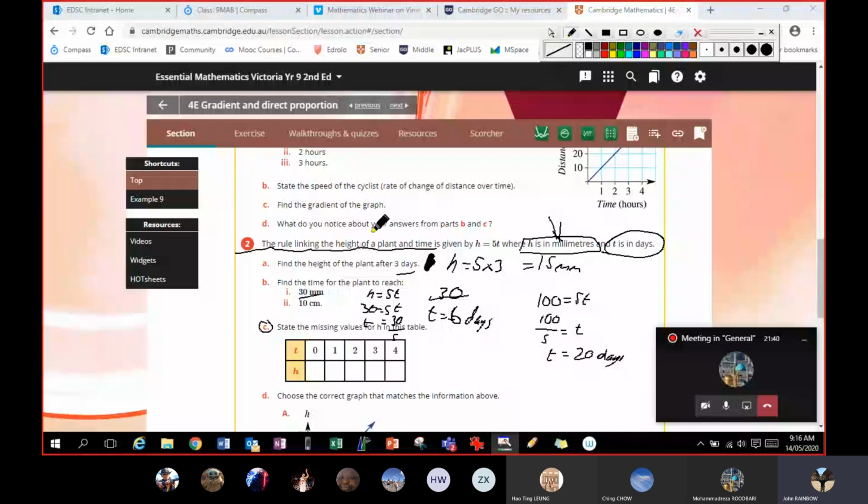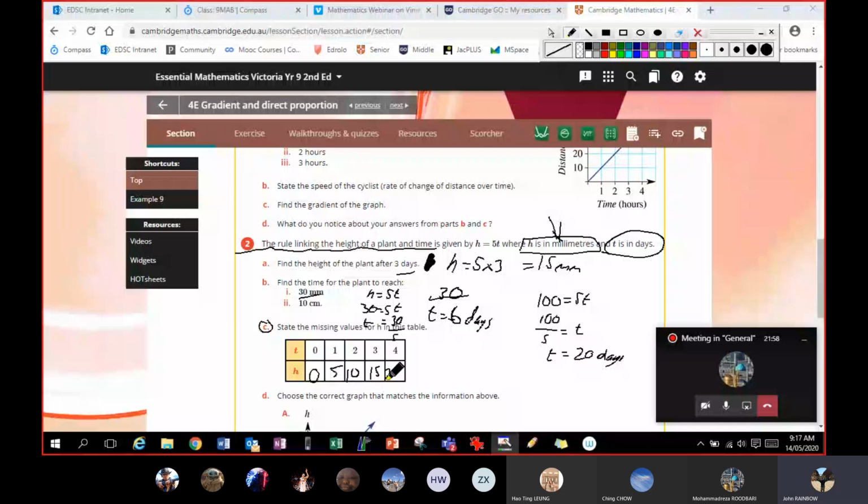After 1 day, it's going to be 5. 2 days, it's going to be 10. 3 days, it's going to be 15 mils. 4 days, it's going to be 2 centimeters. Yay, it's growing. So there you can see it's obviously increasing 5 millimeters per day, hence the rule is there as well.